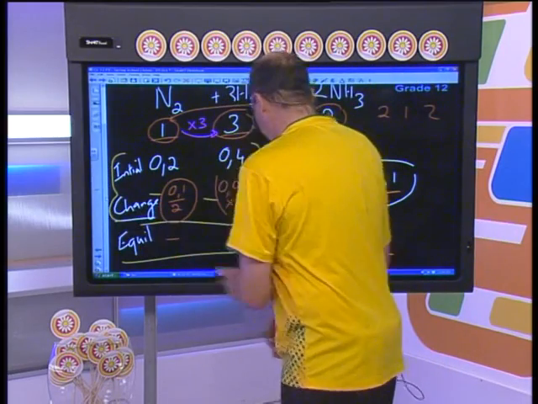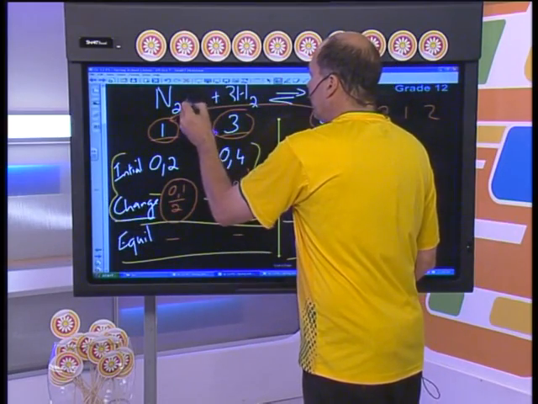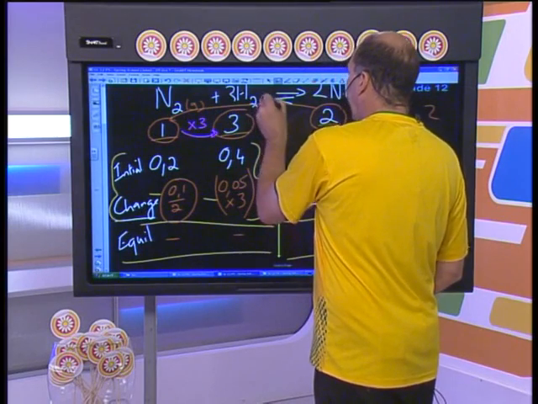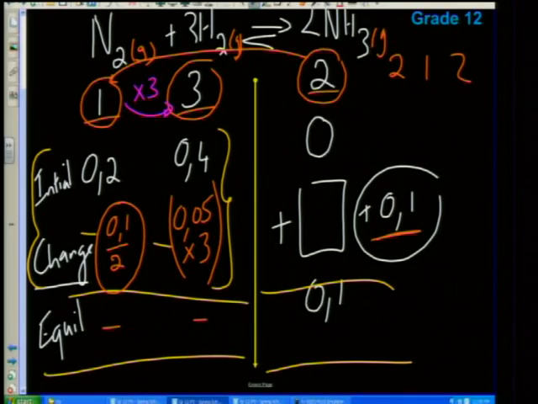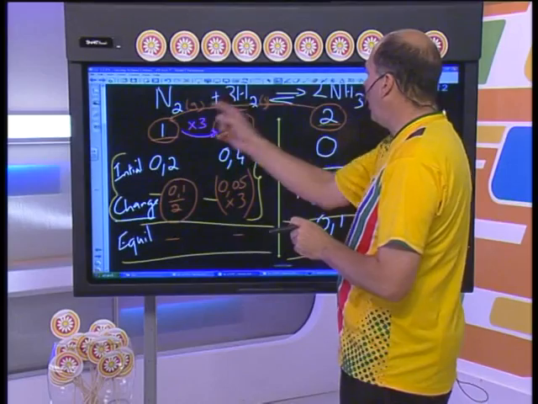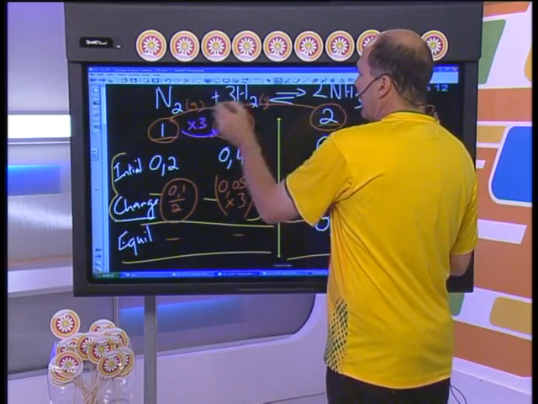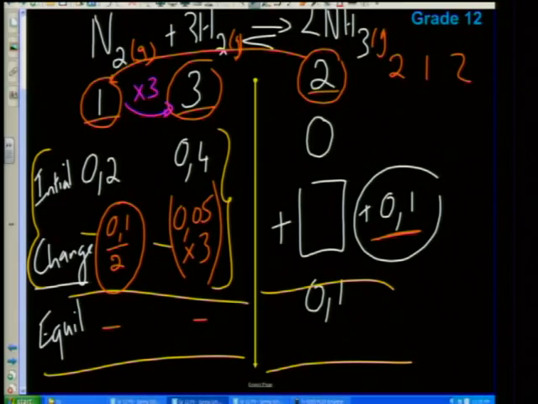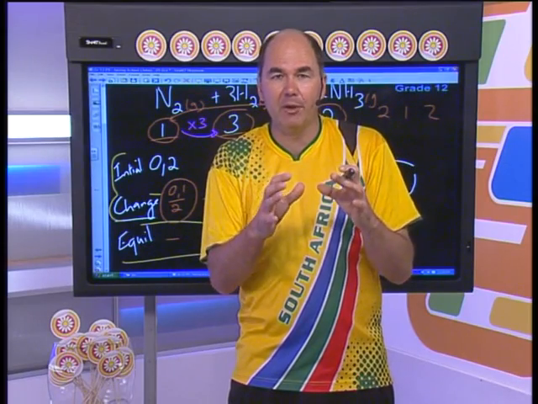If I remember correctly, I haven't filled them in over here, but just to give you an example with this one, all of these are in the same phase. Nitrogen's a gas, hydrogen's a gas, and ammonia is a gas at these temperatures. That we call a homogeneous chemical equilibrium. All of them are in the same phase.